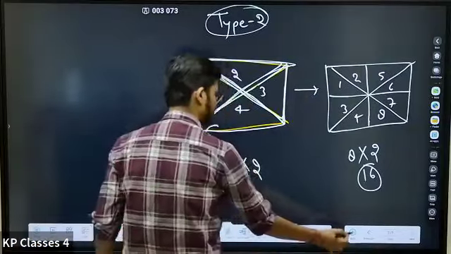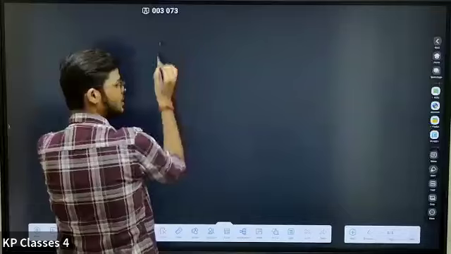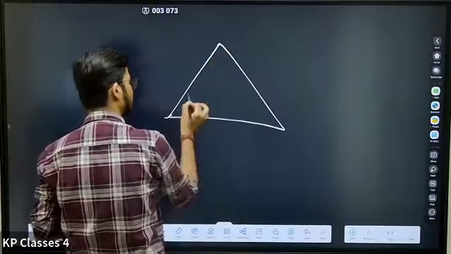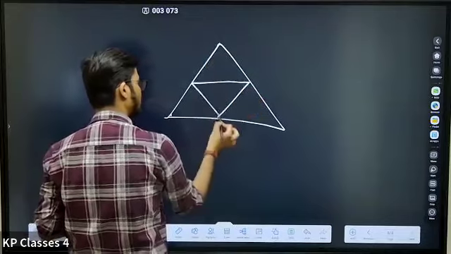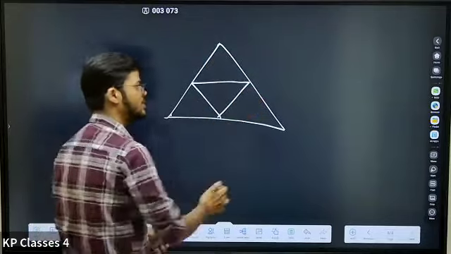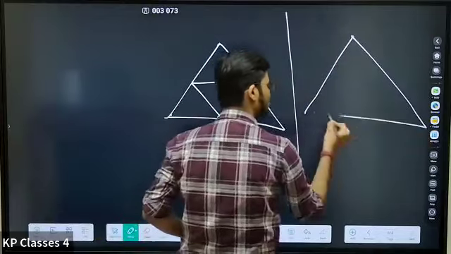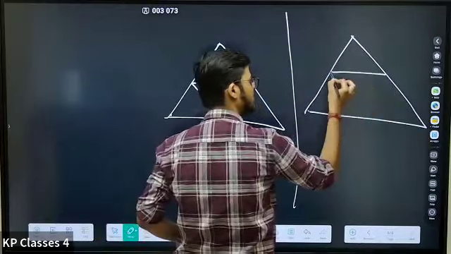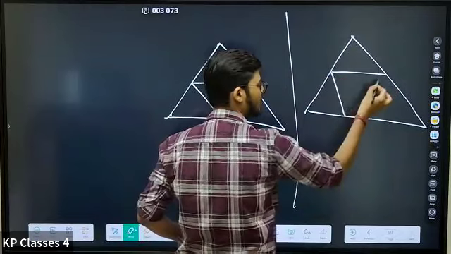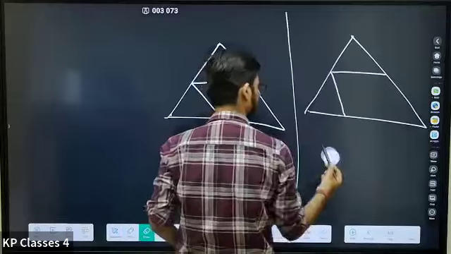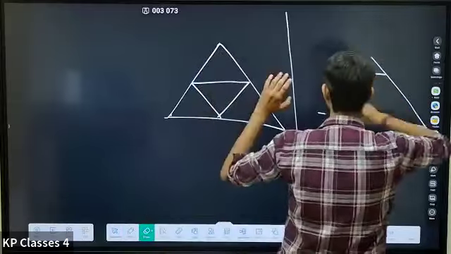Now, let's take another example. For example, there is one triangle, and now a figure like this is given. How many triangles are there? Let's take another example. This is a triangle that is given like this, and here in this case, we'll make it on the other page. First, let me know how many triangles are there in this case.